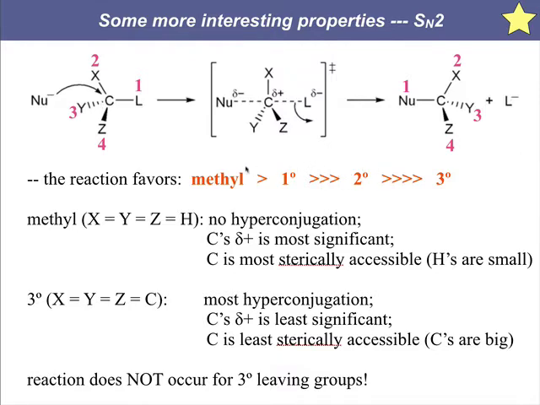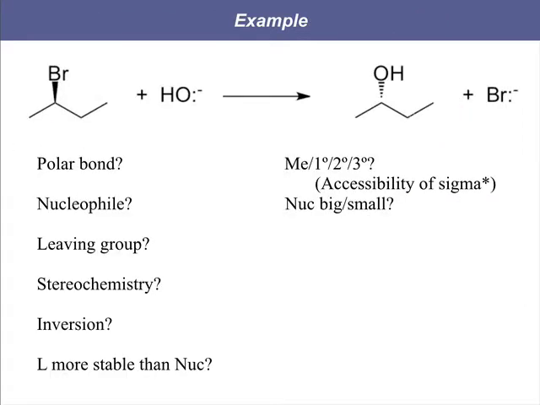Methyl is awesome. The reaction happens very well for methyl groups. For a primary leaving group, it still works pretty darn well. For secondary, it's really starting to slow down. And by tertiary, the reaction doesn't happen at all. So let's look at a reaction.